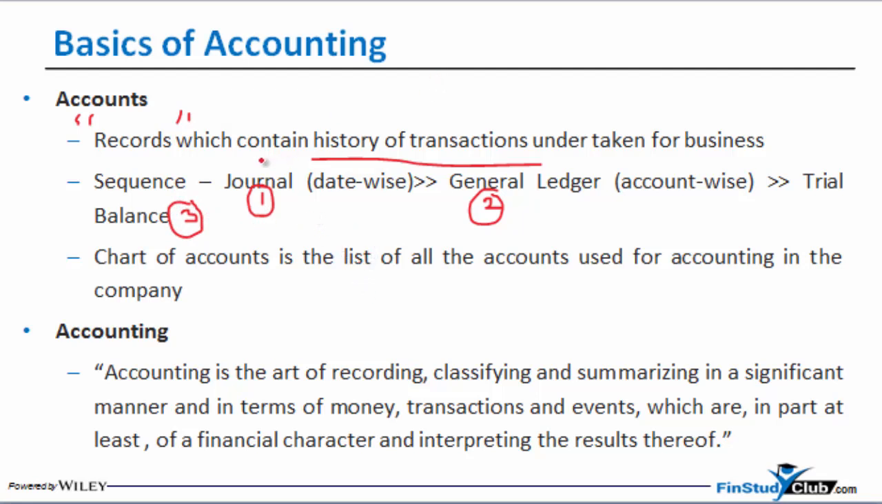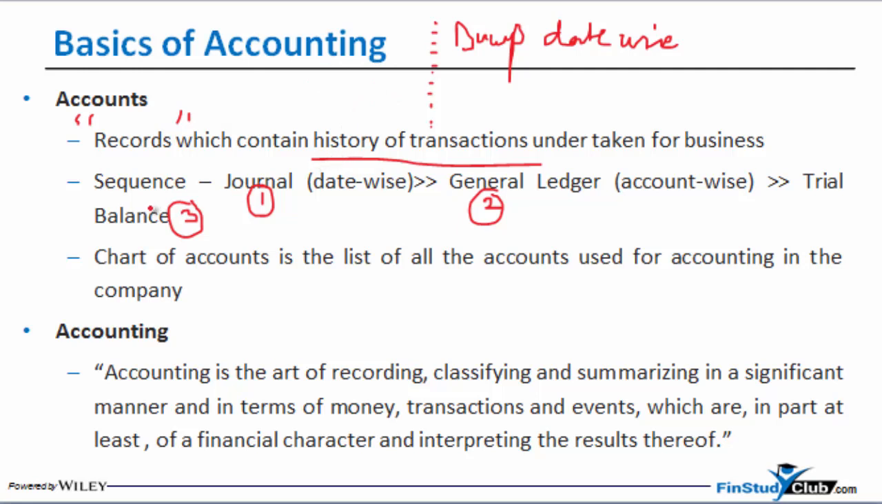So what happens really is, this journal is a book where the transactions, as and when they happen, are recorded without any classification. It's like a dump, a date-wise dump. The moment a particular transaction happens, you just record it bluntly, without any analysis put into it.